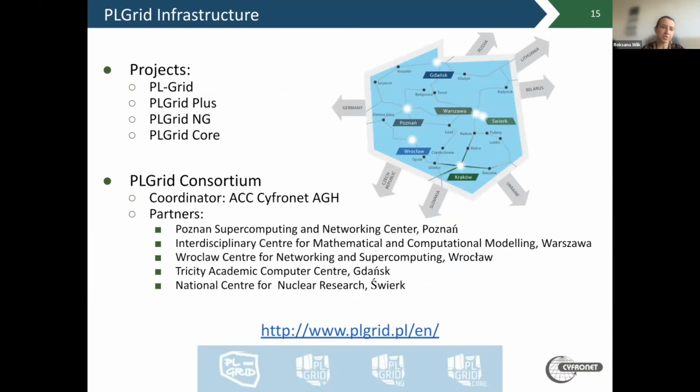The consortium is consisting of 5 partners. Sorry, at the beginning there were 5. Now there are 6 because the National Center for Nuclear Research has been added to the infrastructure after the last project has been finished.